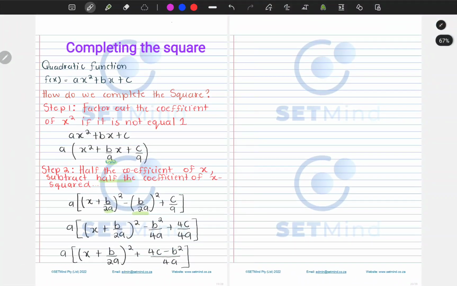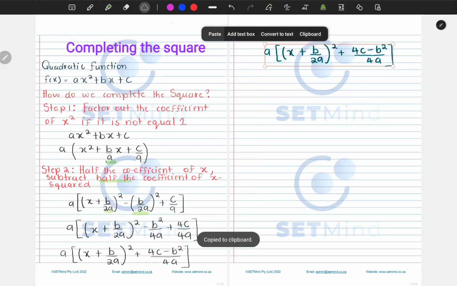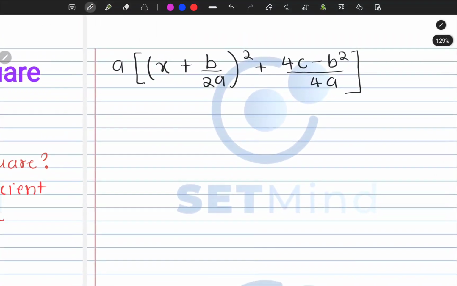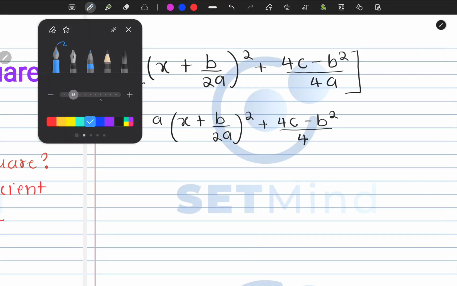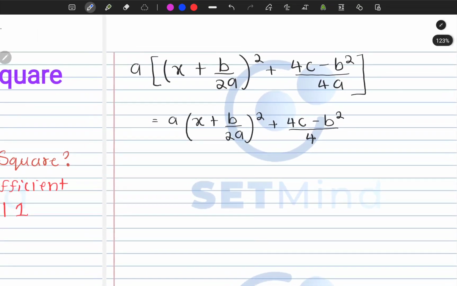Close the bracket. So we can now go ahead and rewrite this quickly on the next page. Our square has been completed. So this will be equal to a into x plus b divided by 2a, all squared, plus 4c minus b squared. The a there will end up cancelling, so this will end up being like this, plus 4. And this is the standard form once we have completed the square of any function. So when we have completed the square of any function, we are expecting it to be in this form.